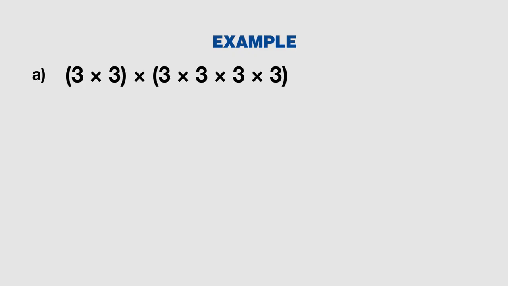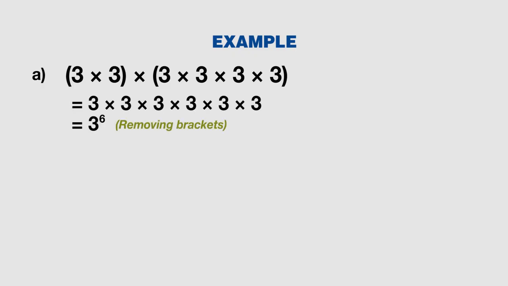We can remove the brackets and multiply the whole row of numbers. That would give us 3 times itself 6 times. I'm sure you can count them. And so we will write that as 3 raised to the power 6.